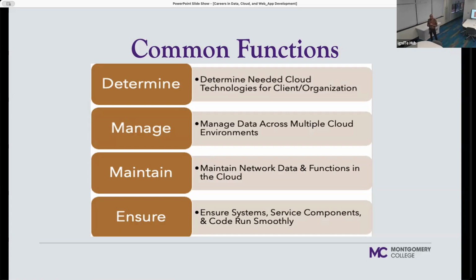And then last but not least, you need to ensure that the systems, first of all, run smoothly, efficiently, and securely, okay?